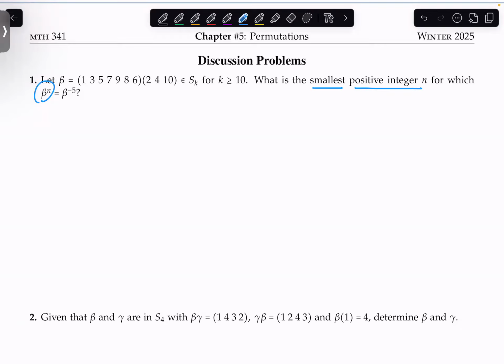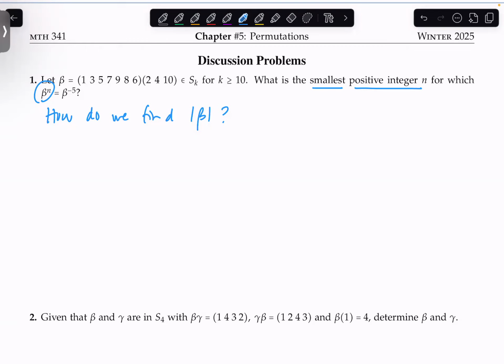Okay, so how do I find the order of beta? What should we do or check first? So we're asking for the order of an element, not the order of the group. If I want the order of the group, then I have to know what that k value is. But if I want the order of one of these elements, I don't care which k value, I don't care which exact group I'm working in, I will always get the same answer.